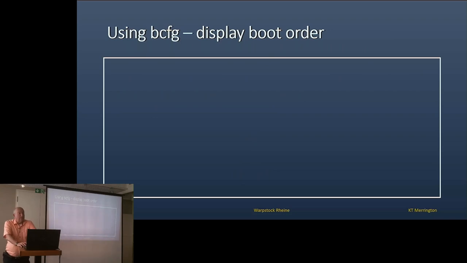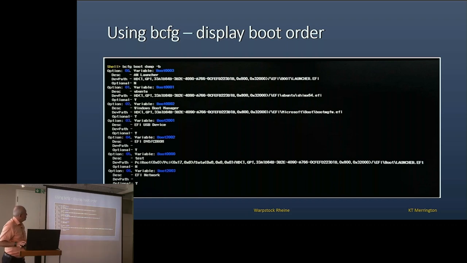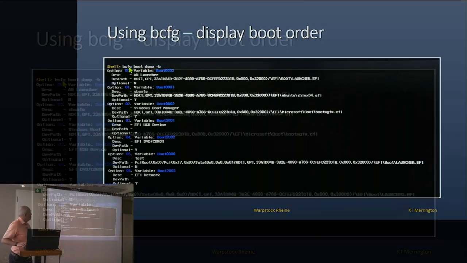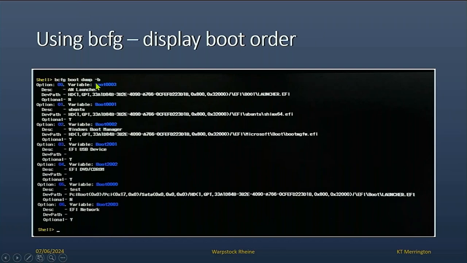Let's have a look how to display the boot order. I'm sorry it's so small, but this is the real screen. What I have here is BCFG boot dump, and again the minus B to limit it to one screen. And what you see is then boot 3, boot 1, boot 2, these are variable names. You see here the description, this is the AN launcher, this is a copy from my system. Here you see Ubuntu, Windows Boot Manager, EFI USB device, if it's plugged in, and even if it's not, the EFI DVD, my CD-ROM, which is here and doesn't have anything in it, and that's why the path is blank. And I made an optional boot item called test.